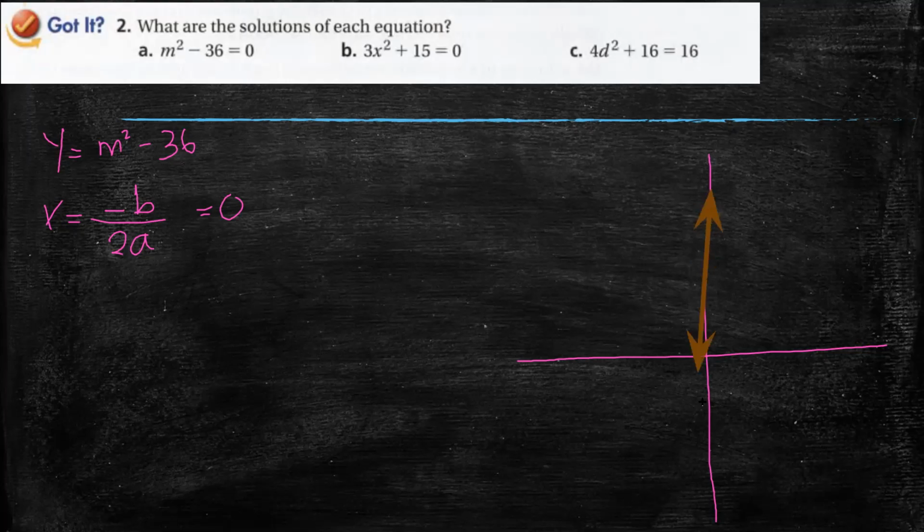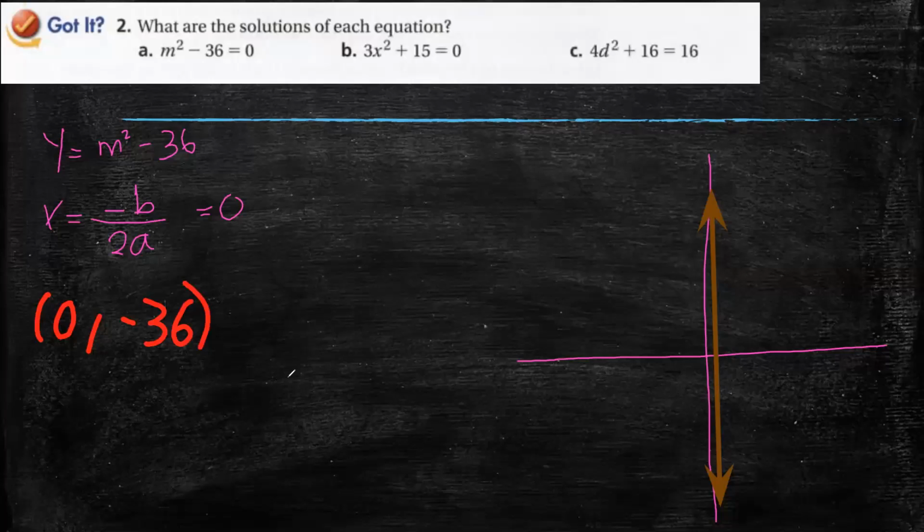Teacher, why is b 0? Isn't it 36? No, this is c. Okay. Now let's evaluate 0 in my function to find the vertex. 0 squared minus 36 is negative 36. So the vertex is at 0, negative 36, which is the y-intercept. I need another point. Let's choose 1: 1 squared minus 36 is negative 35.